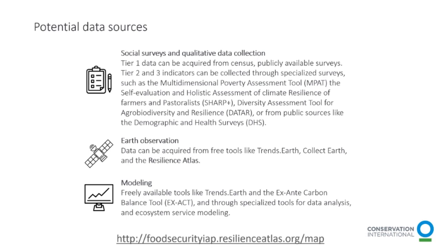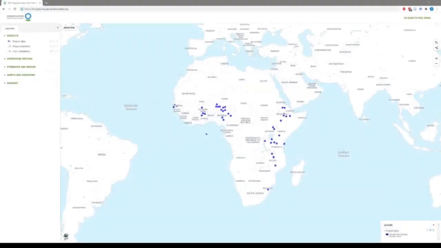One example I do want to highlight is the Resilience Atlas, which is supported by Conservation International, and it will actually be mentioned again in a later series of videos within this online training. But the Resilience Atlas can be a useful tool for obtaining broad-scale information on the various components of resilience that I've mentioned here today. So I do just want to show you very quickly what that might look like.